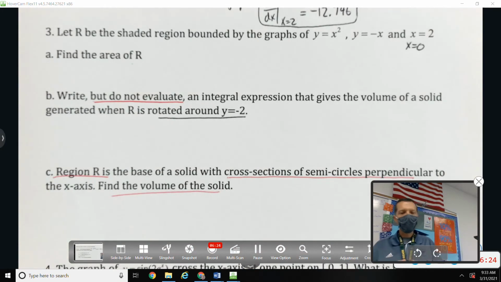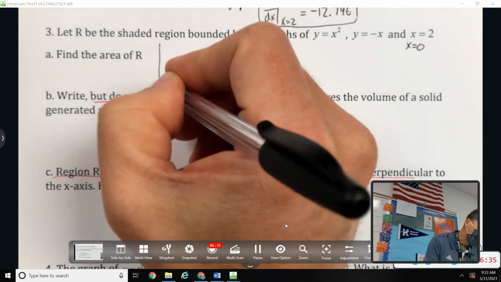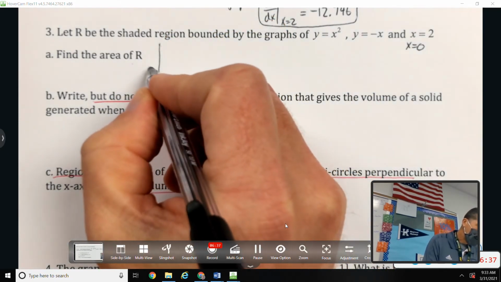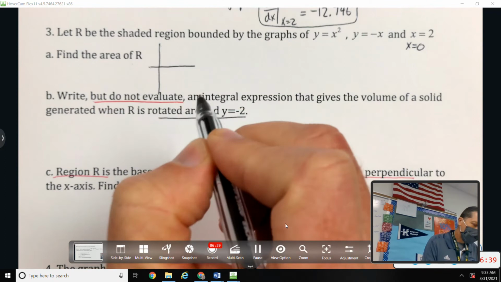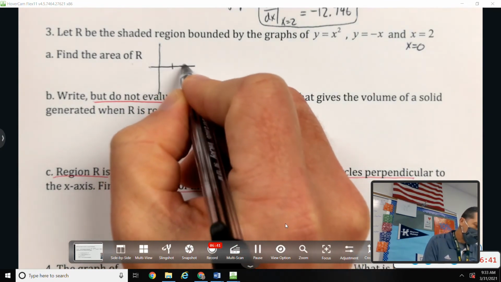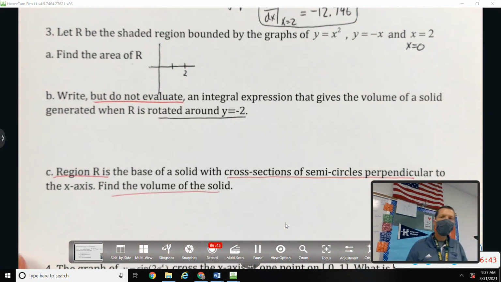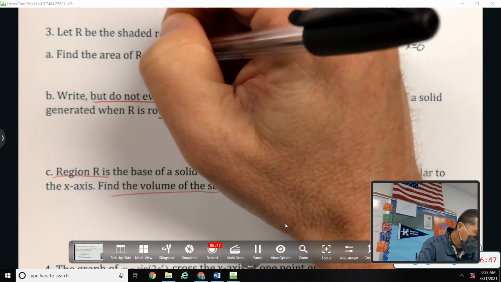So we're going to spend the bulk of the time. I'm going to hit pause so you folks at home can give it a try on this one. Maybe I should sketch the picture to get us all going in the right direction here. So I definitely don't want to go past 2. I know what y equals x squared looks like.